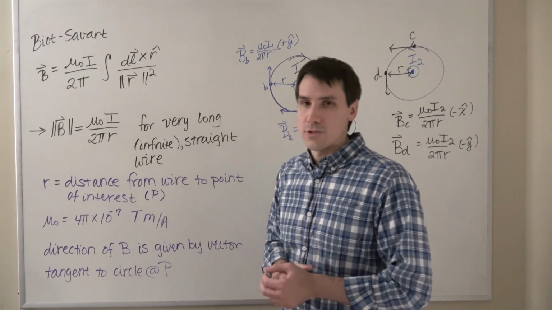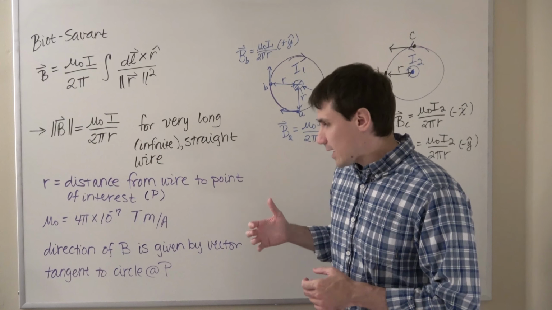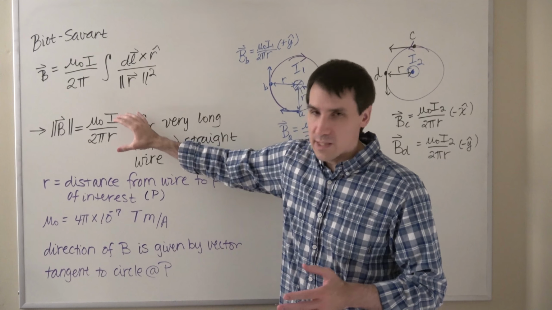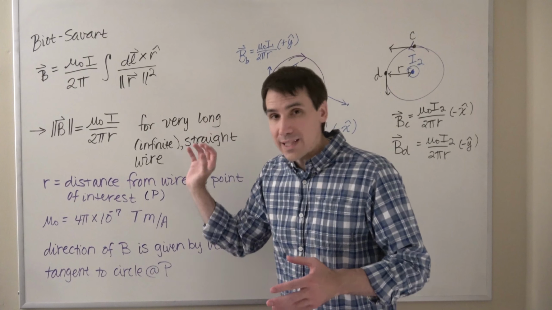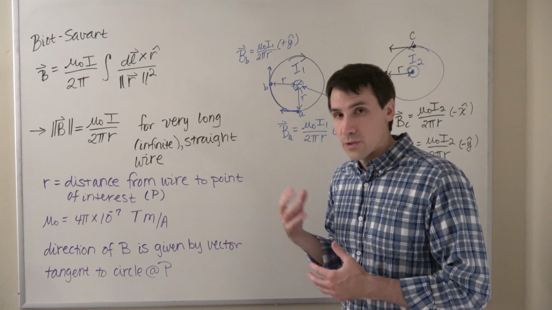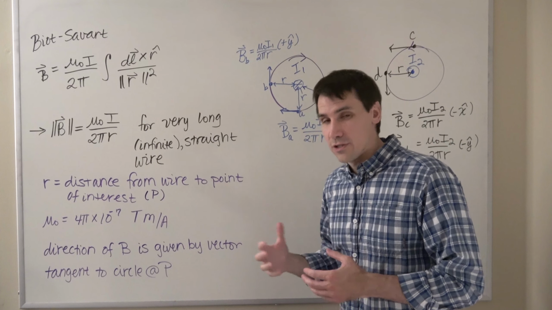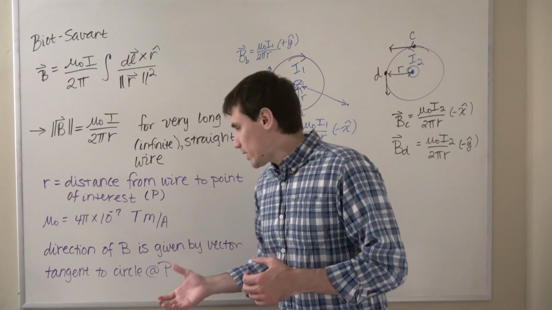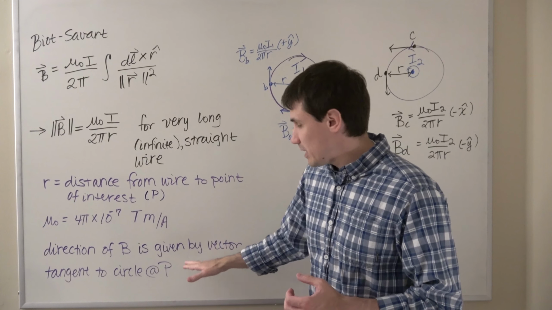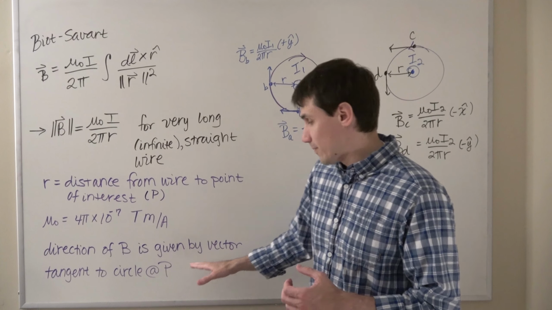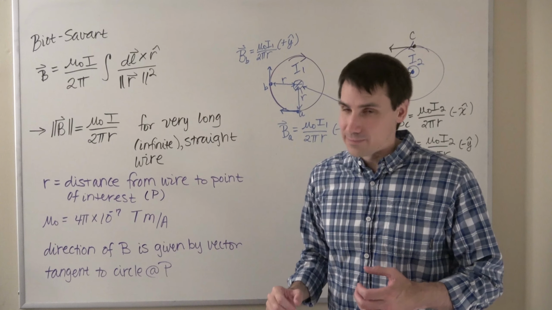Okay. And because our solution to the Biot-Savart equation here only comes as a magnitude, we still have to rely on the right-hand rule in order to give us our direction for the magnetic field. So if we look at a given point, the magnetic field is going to be tangent to the circle, a vector tangent to the circle.